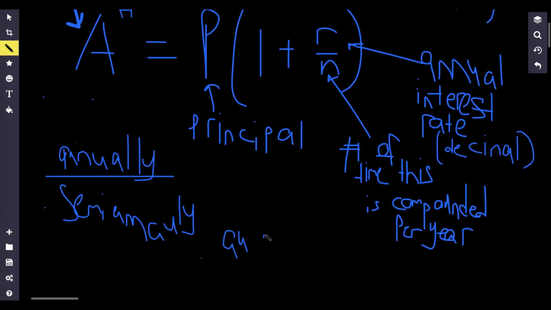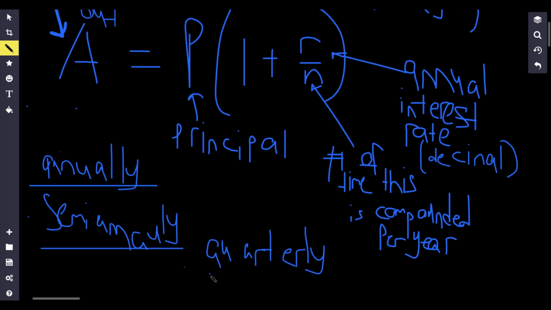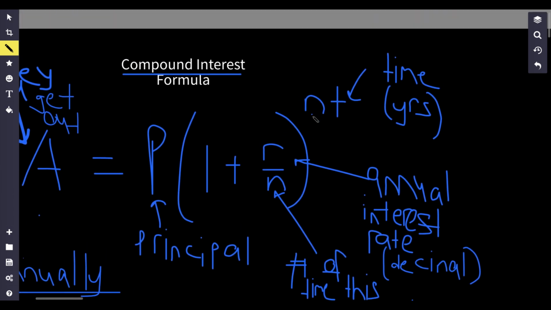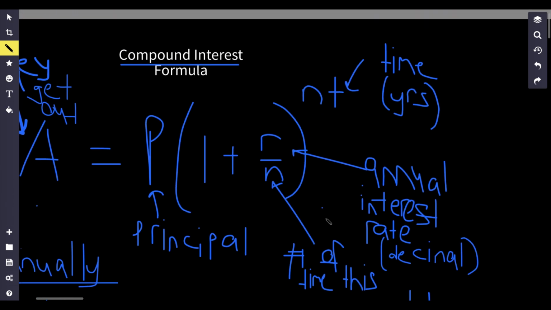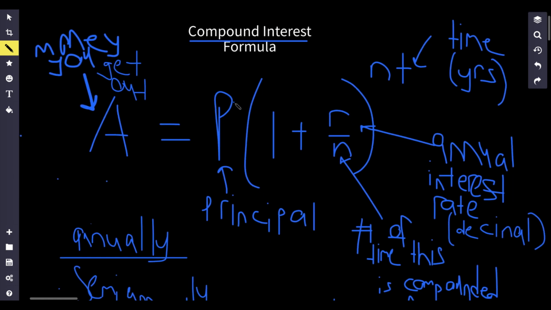Quarterly represents you're compounding this 4 times per year. So these are just some common vocabulary words that are going to come up in the word problems, and it's important to know what they mean. And we have another N up here. We already know what that is. And your time value is going to be in years. A just represents the money that you get out from investing your principal value.